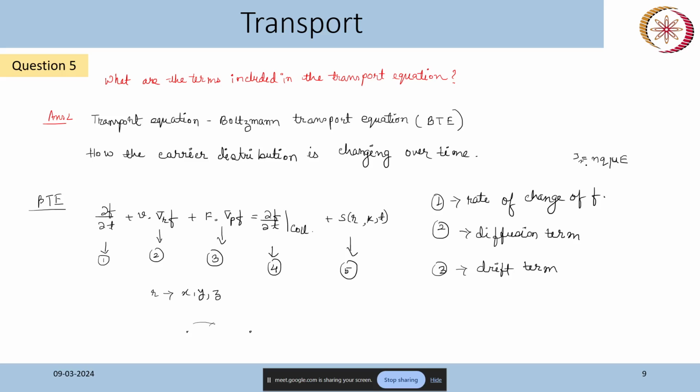Okay, this is J. Here this F means the external force applied to the system, to the material. This F can be an electric field also, like F equal to Q into E. It can be a magnetic field also. But what I want to say is that this is the external applied field term, which results in the drift of the carriers. So this is the third term, the drift term.